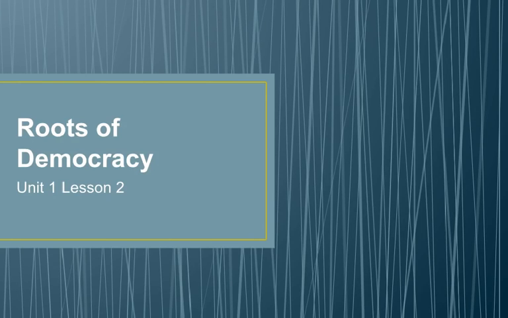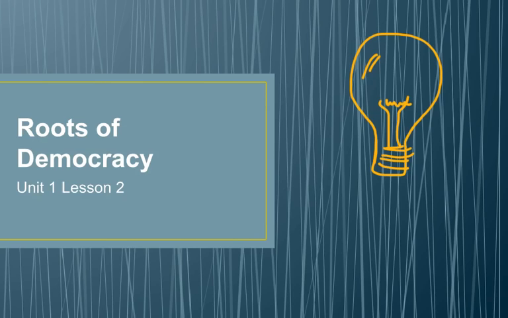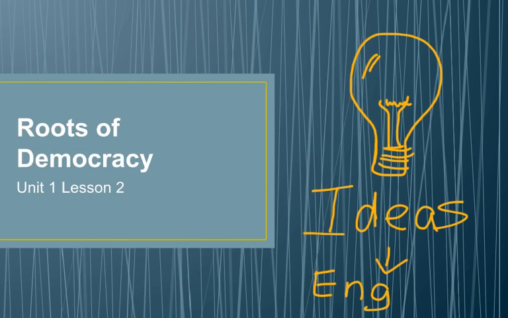Unit 1, Lesson 2 is called Roots of Democracy. And in this lesson, we'll be taking a look at where some of our ideas came from in shaping our current system of government. And we're going to find that a lot of those ideas actually reflect our English heritage. So we borrow a lot of ideas from England.